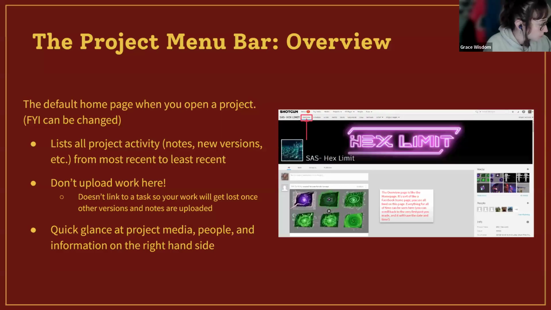So in overview, this is the default homepage when you first open up ShotGrid. This is the tab that it's going to default to going to. This can be changed, however, on the back end. It lists all of the project's most recent activity like it's a social media timeline. So as your crew is uploading assets, it's gonna start showing up there as like a general place to see what all's being uploaded in real time.